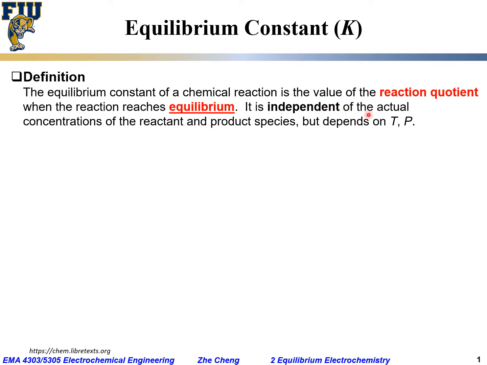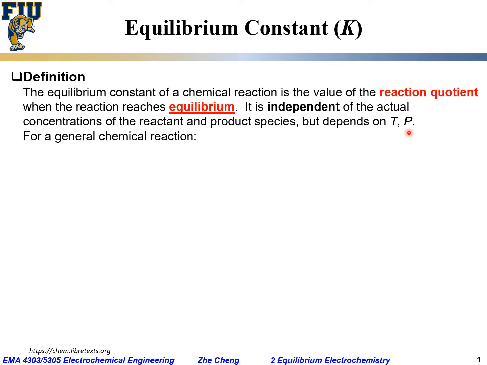The equilibrium constant would be independent of the actual concentration of the reactant or product species. But this value depends on temperature, pressure, and of course the specific system.